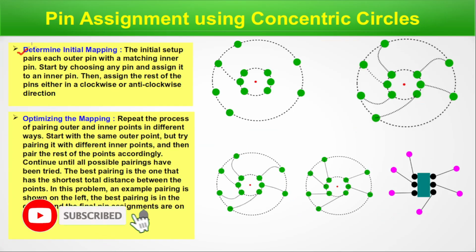Third point is determine initial mapping. The initial setup pairs each outer pin with a matching inner pin. We are mapping this to that. Similarly, we can do it in one direction only. We are going clockwise, this way. We have pointed like this.